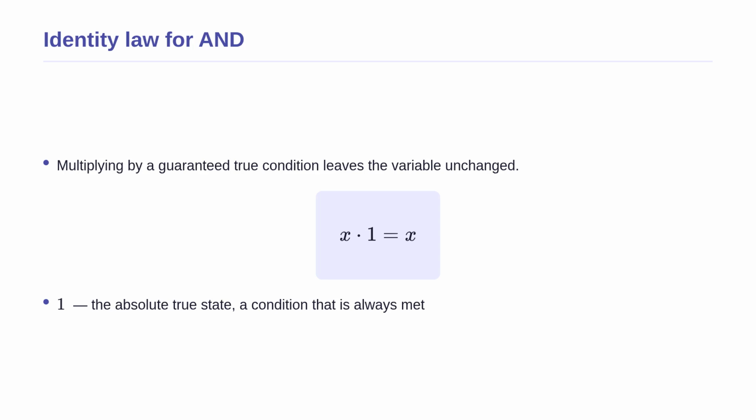In the exact same way, we have the identity law for the AND operation. This law explains how a guaranteed true condition interacts with other variables. Here, the symbol 1 represents the absolute true state, meaning a condition that is always met. If you say x must be true and true must be true, the result again depends entirely on x. Multiplying by a guaranteed true condition does not change the truth value of your original variable. If x is true, the result is true. If x is false, the result is false.